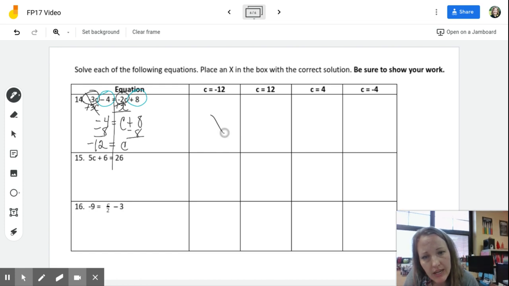So I'm going to put an X. I'm going to follow my directions. It says place an X in the box with the correct solution. If this were an iLearn type question, you would have a checkbox that you would check. Okay. Number 16 will be our final.